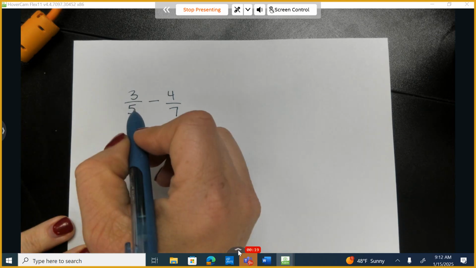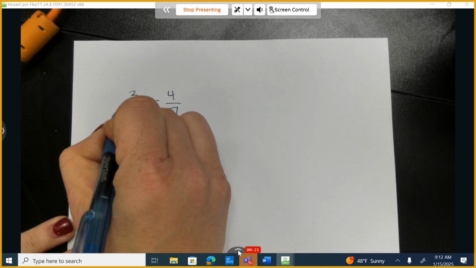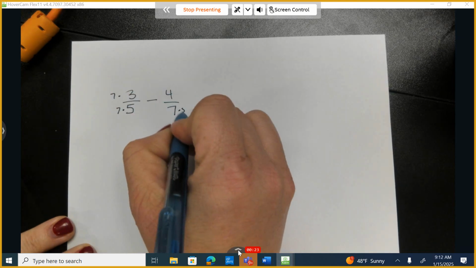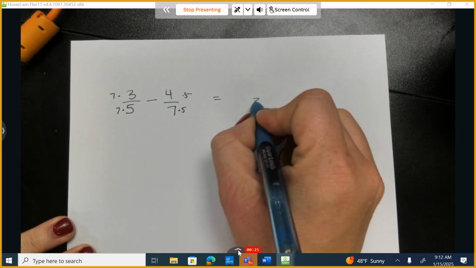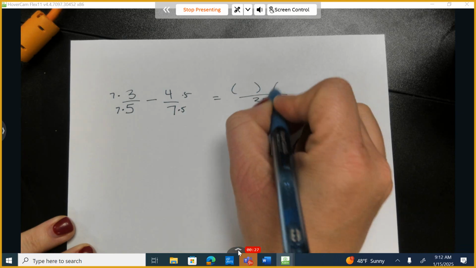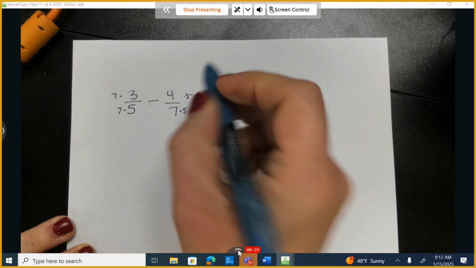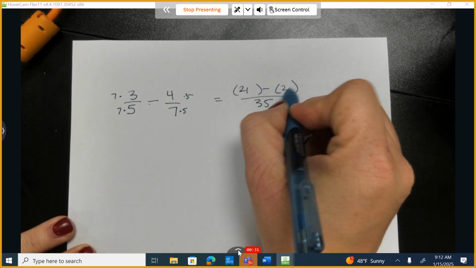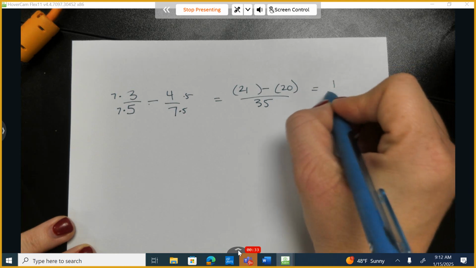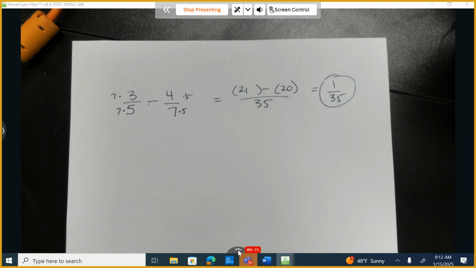I think I'm going to go ahead and go times 7 using this old school approach. Now I have a common denominator of 35. I have a left side and a right side, and they're separated by subtraction. 21 subtract 20. Well, 21 subtract 20 is 1. 1 over 35 is my fully simplified answer.